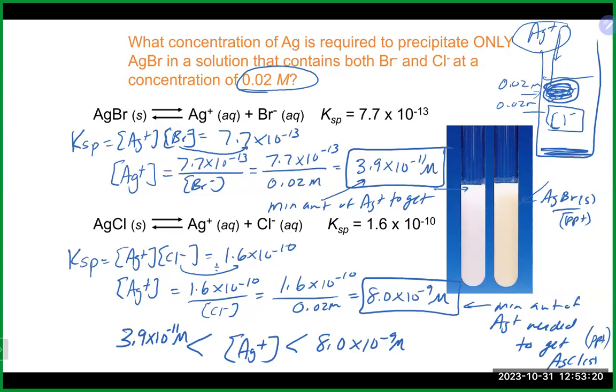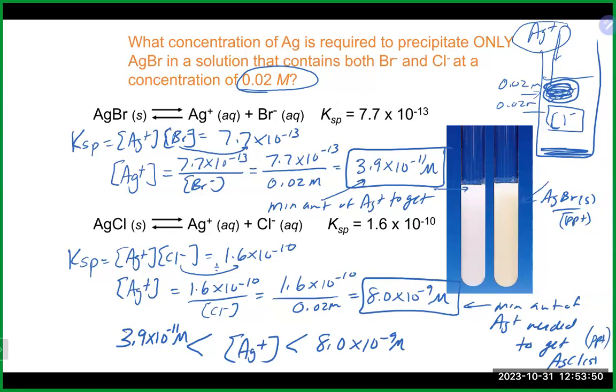And if I was really doing this, I would continue to increase the silver concentration, keeping it less than 8 times 10 to the minus 9. And at some point, I should stop seeing precipitate, right? That means that I have successfully precipitated out all of the bromide from that solution. At that point, if I then wanted to take the chloride out, I need to take my silver concentration and get it to 8 times 10 to the minus 9 and above, right? And at that point, I should once again start seeing solid come out.